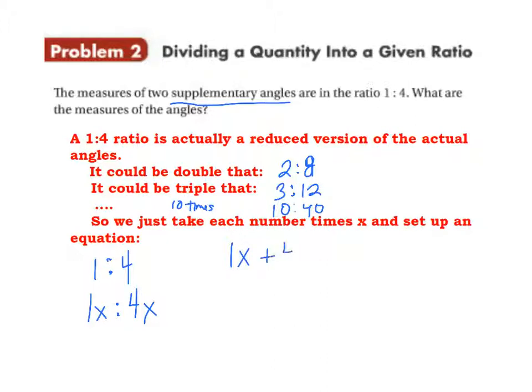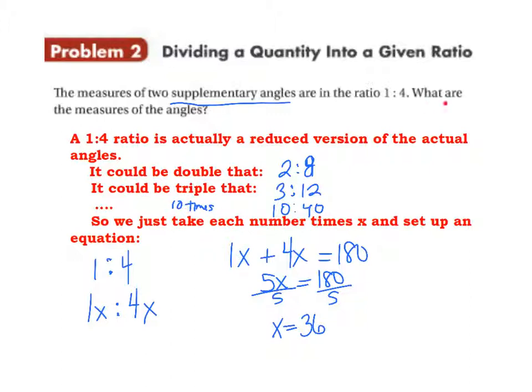The 1x plus the 4x that I have is equal to 180. And that just simplifies to 5x equals 180. Divide by 5. X ends up being 36. Okay, so x is 36. So it wasn't double that ratio, or triple. It was actually 36 times that.